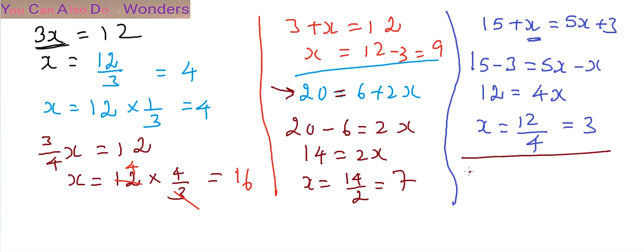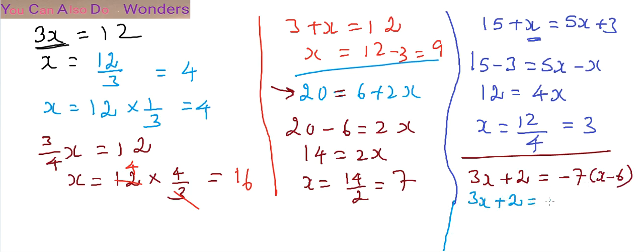Okay, another variation. 3x plus 2 equal to minus 7 into x minus 6. So here there is a bracket in this equation. Let's remove that bracket first. 3x plus 2 equal to minus 7 into the bracket. We need to multiply each term inside the bracket by minus 7.